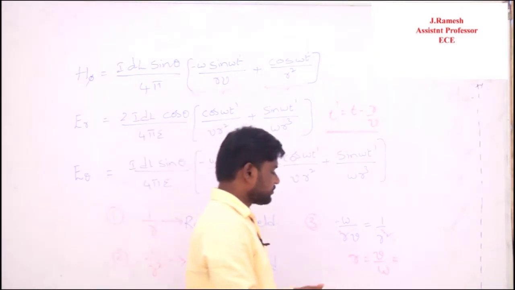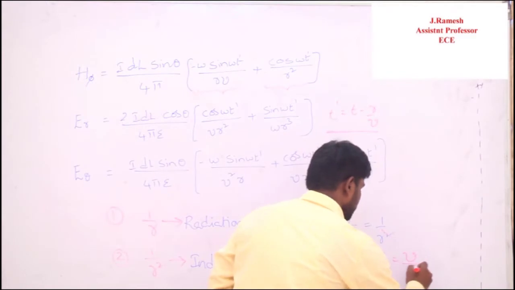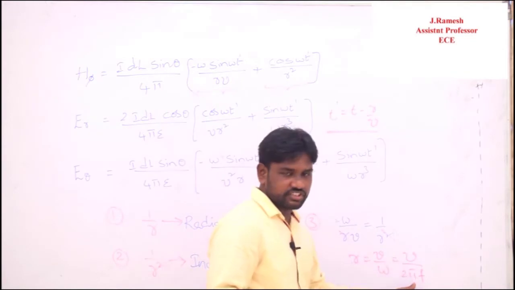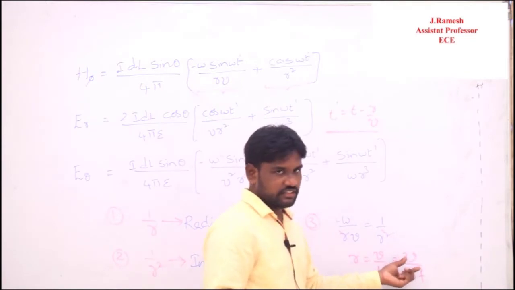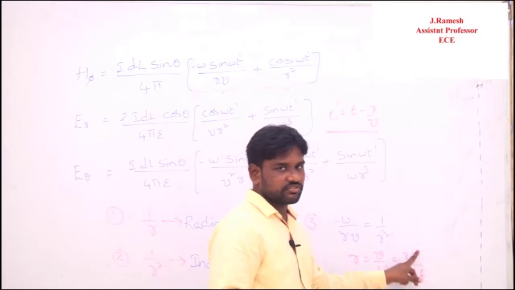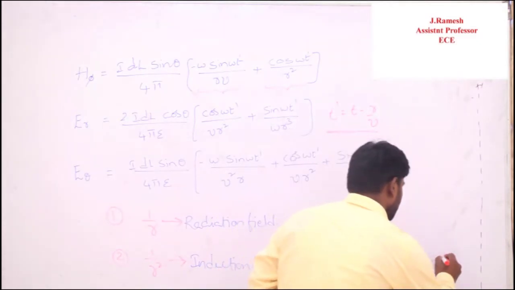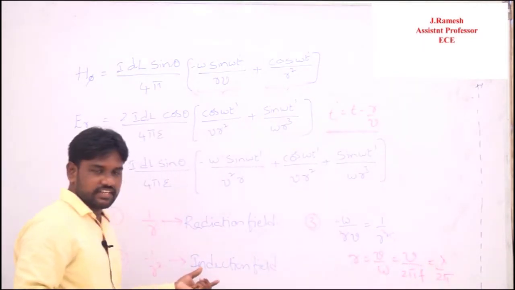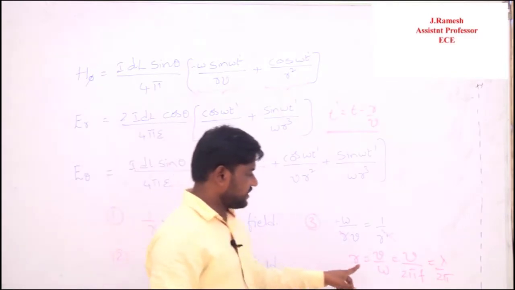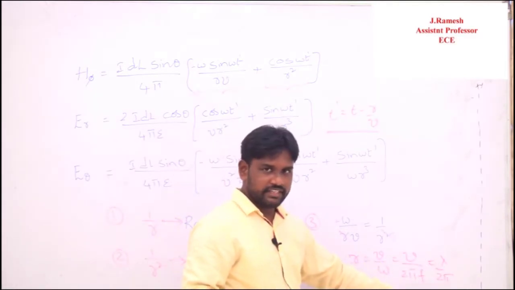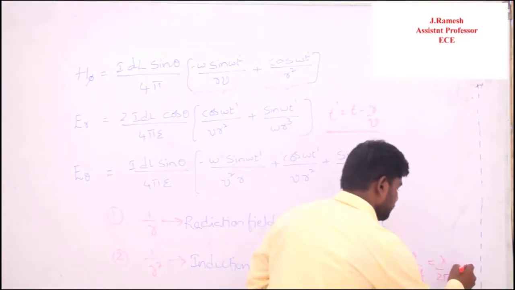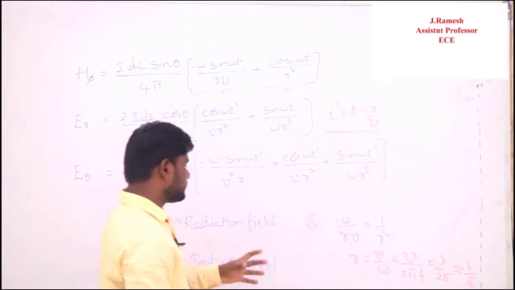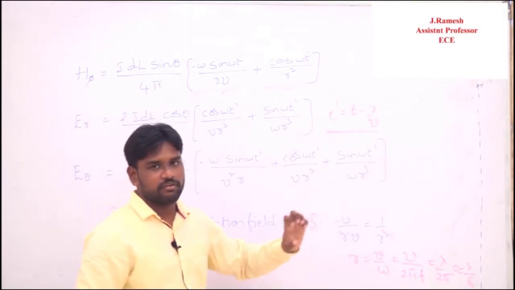Here v by omega, and we all know that omega is equal to 2 pi f. And we have one more formula, lambda f is equal to c, where c is the velocity. So v by f, with c equal to lambda f, will be equal to lambda by 2 pi. So the condition at which the radiation field and induction field are equal is r equal to lambda by 2 pi. Sometimes people write this as approximately equal to lambda by 6.